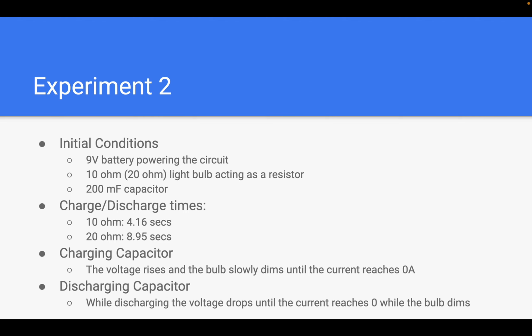And then for the charging capacitor, the voltage rises and the bulb slowly dims until the current reaches 0 amps, which is due to the loop rule. And then for the discharging capacitor, the voltage drops until the current reaches 0 while the bulb dims.